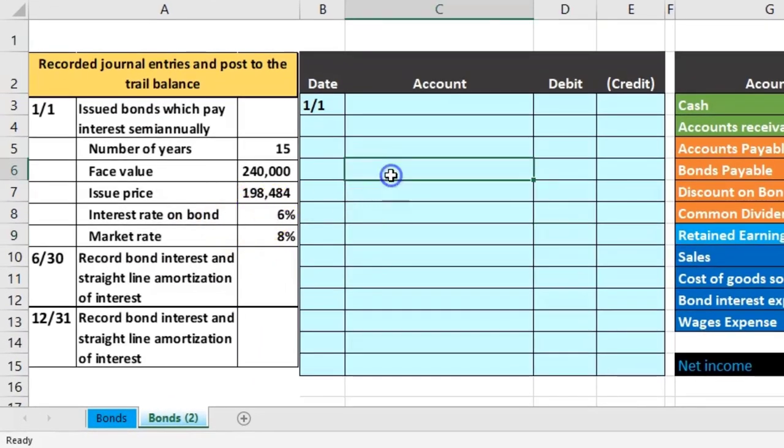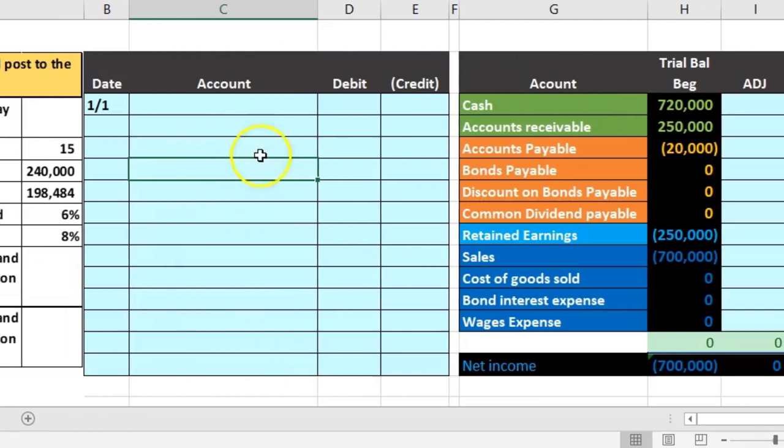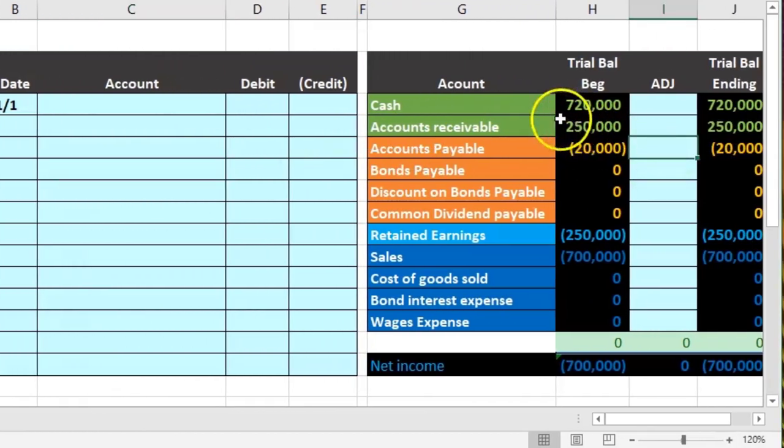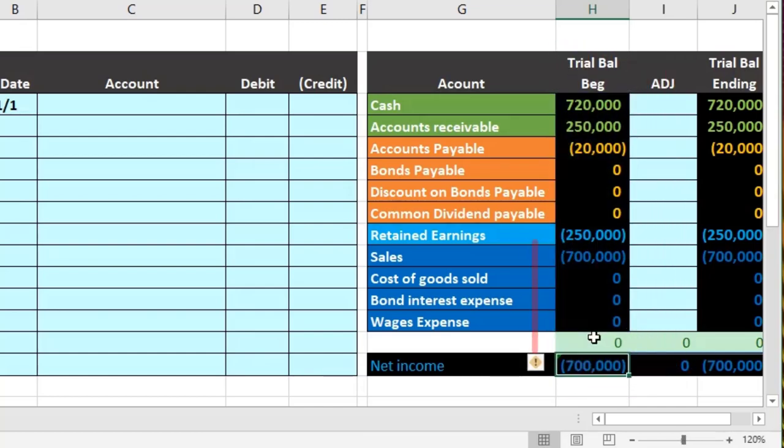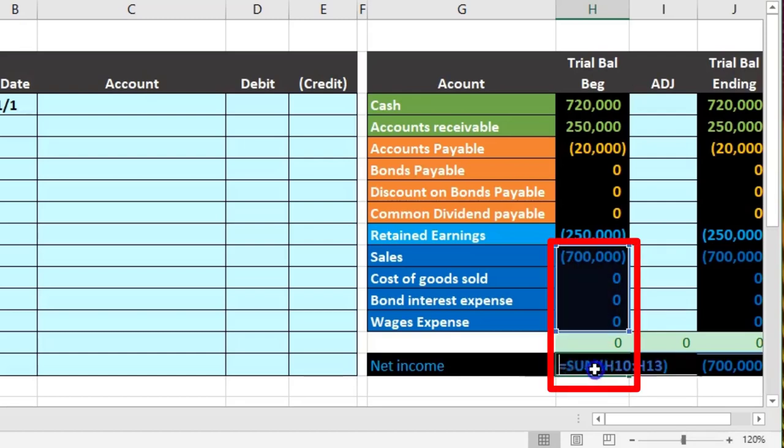The information will be on the left side. We're going to enter that into the general journal. We will then post that to a worksheet over here. The worksheet has a beginning trial balance, that's trial balance in order: assets, liabilities, equity, income, and expense. Assets in green, liabilities in orange, equity accounts in light blue, and revenue and expense dark blue. Debits being positive, credits being negative. Debits minus the credits being zero. Net income is currently the credit of sales minus zero expenses, zero debits, or $700,000 net income.